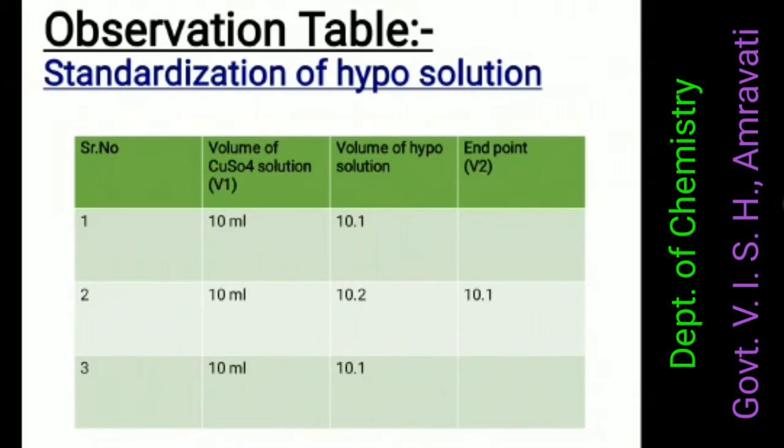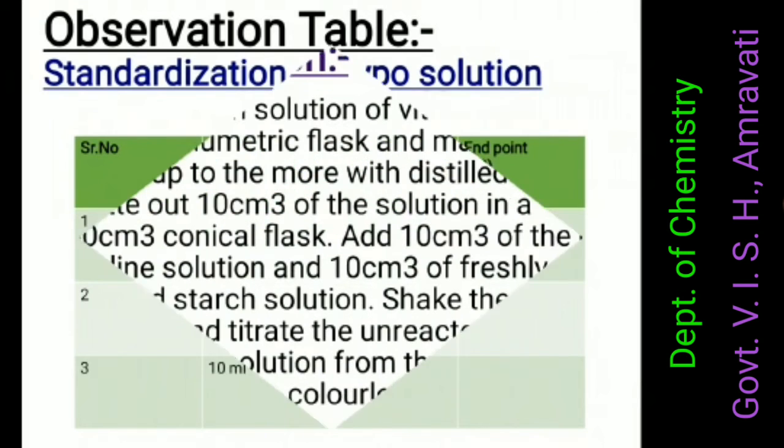Then again we have to take 3 readings of 10 ml. After that you will get the readings. In the first one, if you have performed it, you will get 10.1, in the second one you will get 10.2, and in the third one again 10.1. It depends upon how you perform it. So the endpoint is 10.1, which means V2 we will name as 10.1.